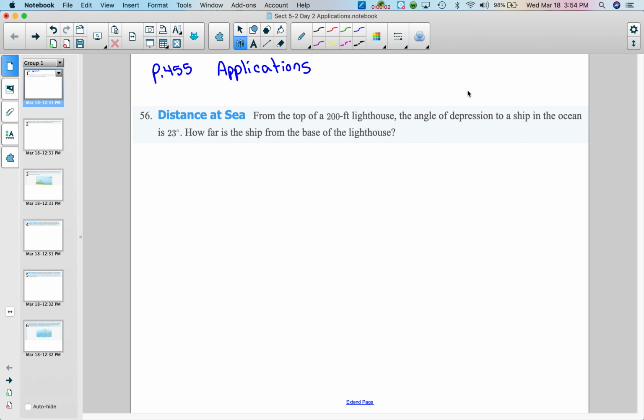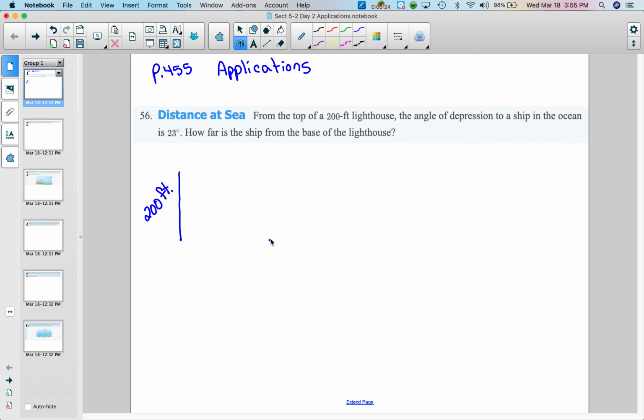Problems to do dealing with right triangle trigonometry still, but now we've got some application problems. So, distance at sea from the top of a 200-foot lighthouse. I'm going to start by drawing my lighthouse, 200 feet. The angle of depression to a ship in the ocean is 23 degrees.